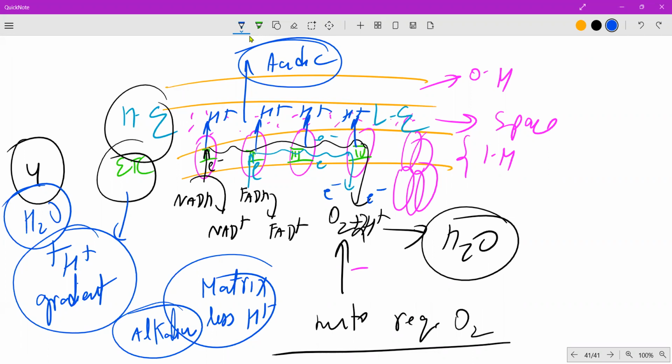So this is the picture. So that means if we start from glucose, अभी energy of glucose कहाँ चलेगी? All the energy of glucose has been converted into a proton gradient.